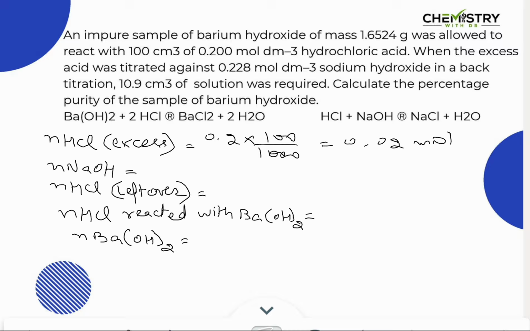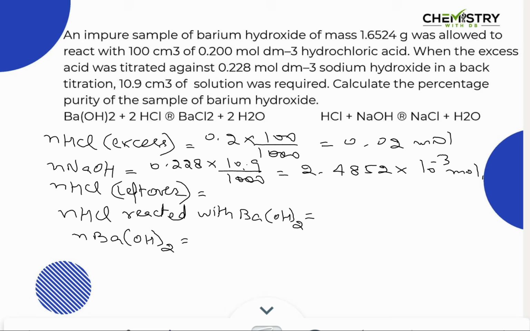Number of moles of NaOH is here: 0.228 is the concentration of NaOH, and 10.9 centimeter cube was used. So that gives us 2.4852 times 10 to power minus 3 moles. Okay, don't round off at this stage. Keep the figures up to 3-4 decimal places.